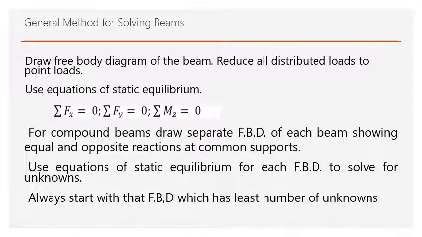Before that, you know the steps involved. First step is to draw the free body diagram, reduce all the distributed loads to their equivalent loads, that is, convert them into point loads, then apply the conditions of equilibrium: sigma Fx is equal to 0, sigma Fy is equal to 0, and the moment about any point, sigma M, is equal to 0. By using these equations of equilibrium, we can easily find out the magnitude of the unknown reactions. Let's see some problems.